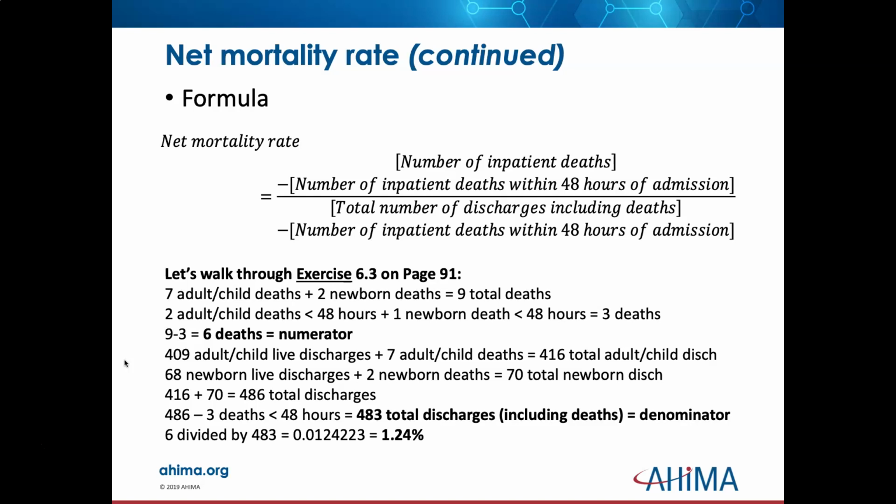Now for the denominator, we're looking at discharges, and remember the discharges include deaths. So we have 409 live discharges, plus we have the 7 deaths. That equals 416 total discharges. Then we have 68 newborn live discharges plus 2 newborn deaths. That's a total of 70 total newborn discharges. So we take 416, we add 70 to it. That gives us 486 total discharges, including deaths.